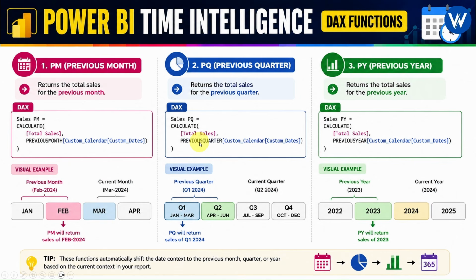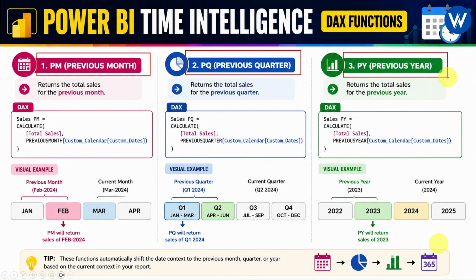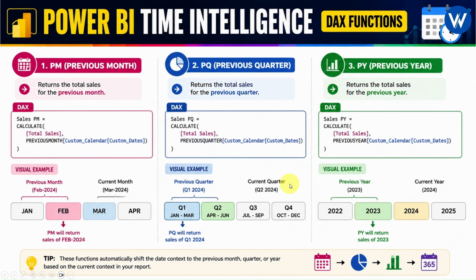Done. Now we will be moving with the next Power BI time intelligence DAX functions, which are previous month, previous quarter and previous year. Now let me ask you guys, if you want to see the previous month sale or previous quarter sale or previous year sale, it is possible with the help of DAX functions, which are PM, PQ and PY. If you want, let me show you practically, then we will understand it.